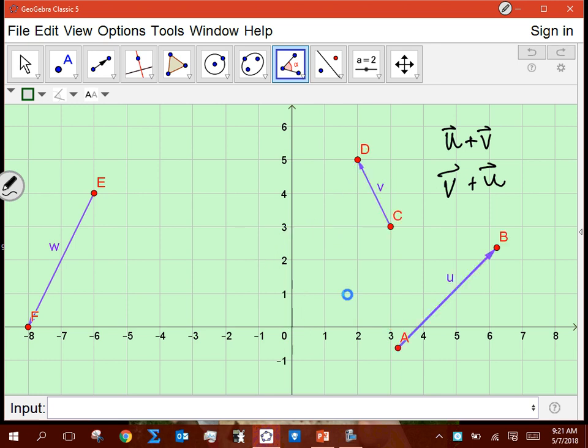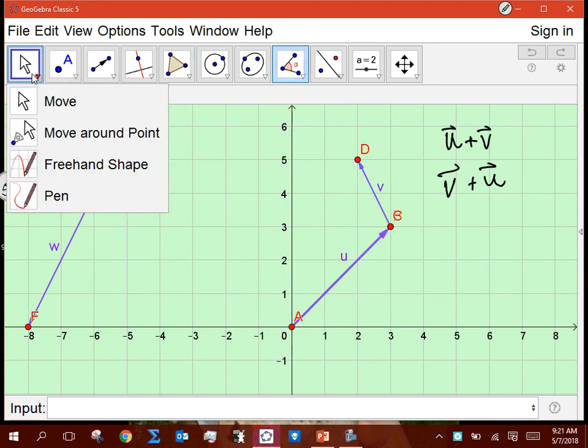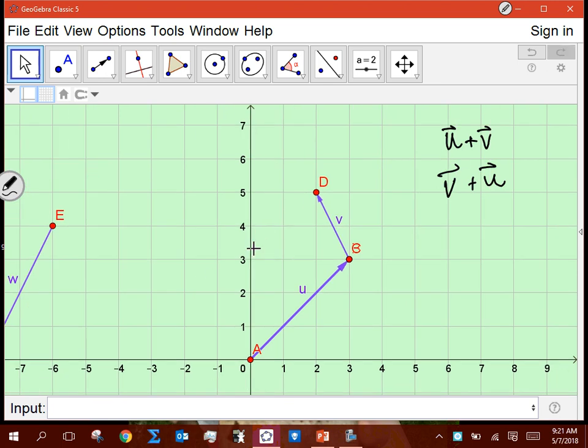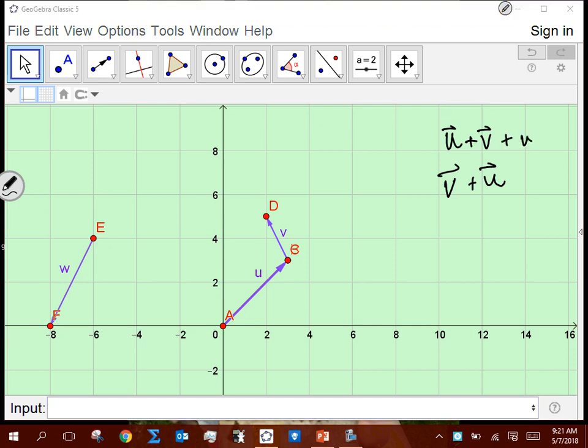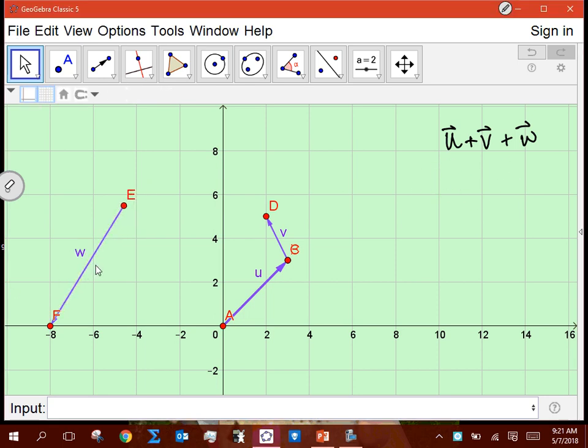It is also, we can kind of piggyback this and say, well, if I do u plus v, now add w to it. U plus v plus w. I should be able to just take w. Oh, I've messed up the creation of w. For some reason, I don't know how to fix it.